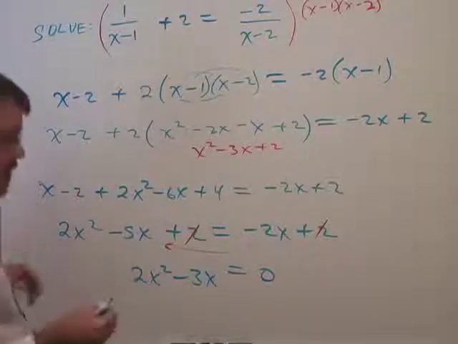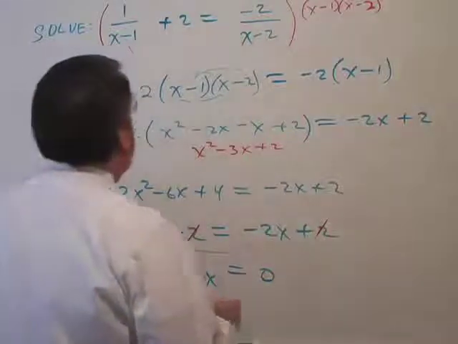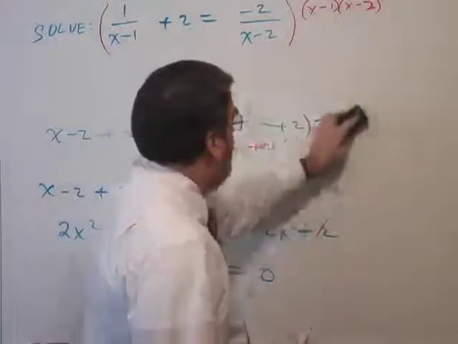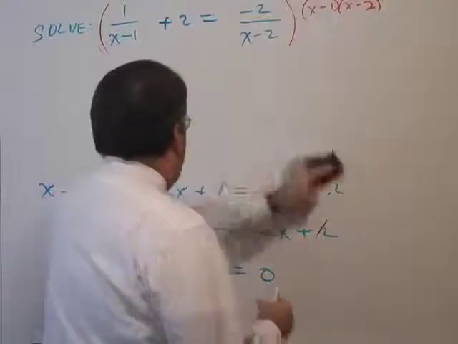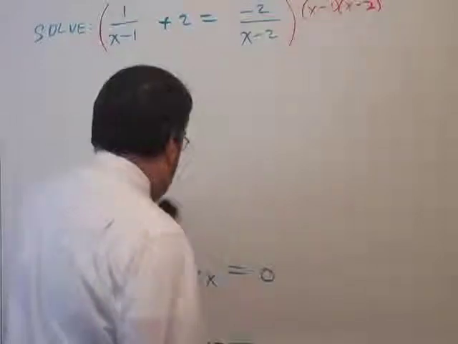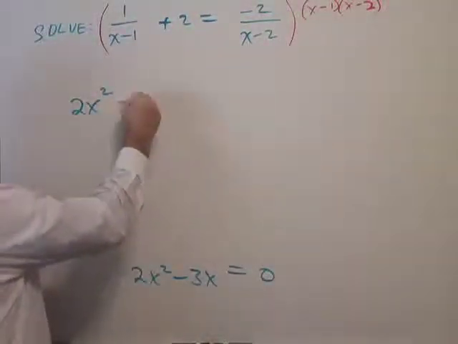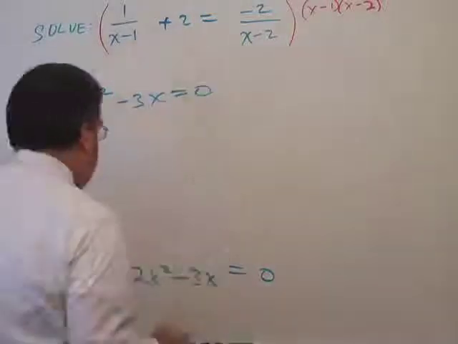And I need to do a little erasing to make room here to finish the problem. So I'm going to keep the original problem up here. Alright, so we're down to, and let me recopy this up above, 2x squared minus 3x equals 0.